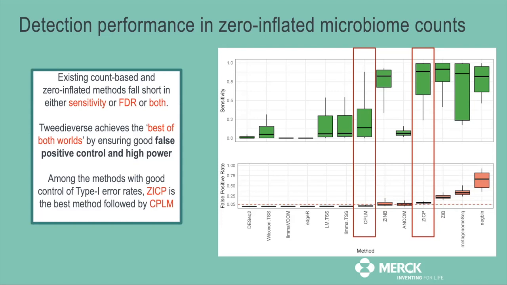Which basically boils down to the fact that we have been able to use this Tweedieverse, or the property of the Tweedie distribution, to achieve the best of both worlds. If you compare, for example, with MaAsLin, here lm.tss, which is one version of MaAsLin, on the left-hand side of CPLM in the right-hand side plot, you'll see that even though it does control the false positive rate, it has low power. You do want the false positive rate to always stay under the threshold, but you also want high power. So this is where the CPLM and ZICP models show improvement by fitting the Tweedie model per feature.